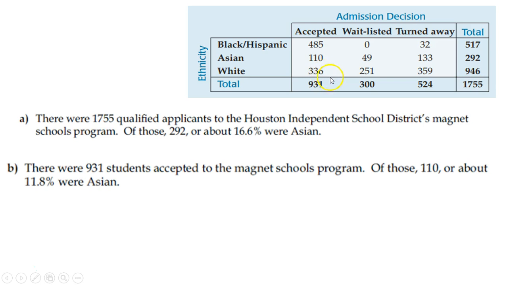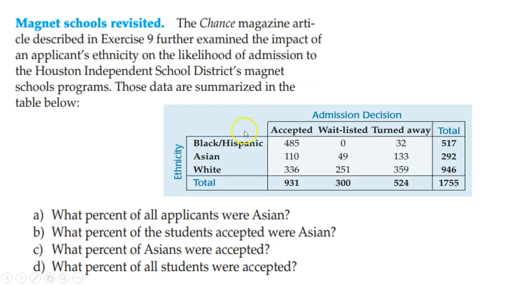Well, there were 931 accepted students. Of those, 110 were Asian, so 110 divided by that. What percent of accepted students? So they narrowed it down by saying what percent of the students accepted were Asian, not what percent of the total students were Asian. That's what this one said. That's why when it said all applicants, that's all of them. Now it says what percent of Asian students were accepted. So now we're looking at it that way.